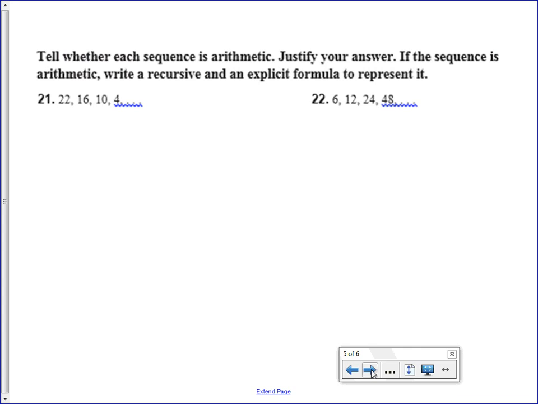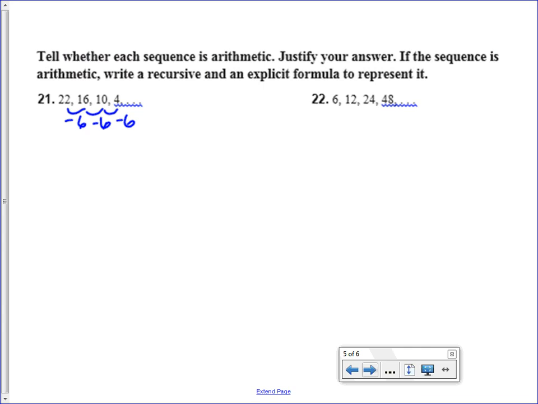So, tell whether the sequence is arithmetic, justify your answer. If the sequence is arithmetic, then we've got to write the recursive and explicit. So a few different things here. First of all, is it arithmetic? Which means, does it have a common difference? So let's look at this first one. Here we decrease by 6. Here we decrease by 6. Here we decrease by 6. So we decrease by 6 each time, so we have a common difference of negative 6. So is it arithmetic? We'd say yes, because there's a common difference of negative 6.